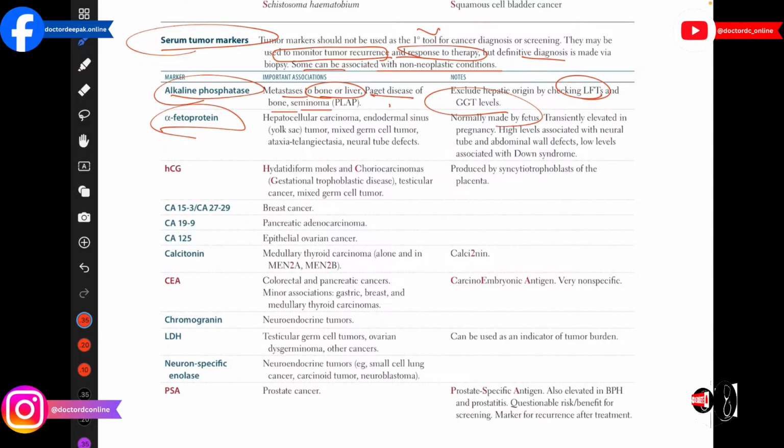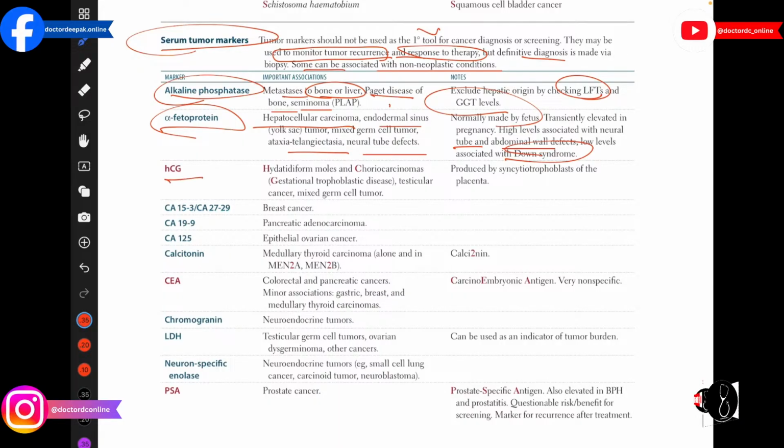Alpha-fetoprotein is an embryonic component, but it can be present in association with hepatocellular carcinoma, endodermal sinus tumors, yolk sac tumor, mixed germ cell tumors, ataxia telangiectasia, and neural tube defects. Normally, it is made by the fetus. When it is elevated in pregnancy, high levels of alpha-fetoprotein can be associated with neural tube defect or abdominal wall defect. But when you get a low value of alpha-fetoprotein, you can think about Down syndrome.